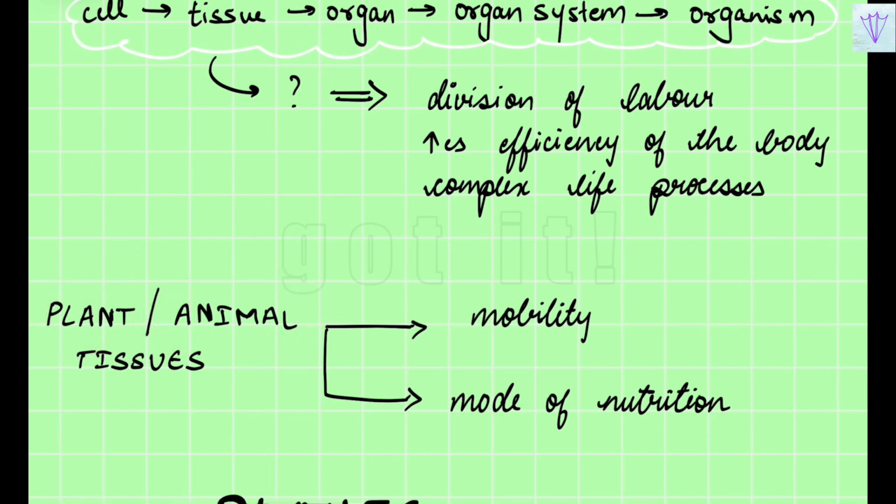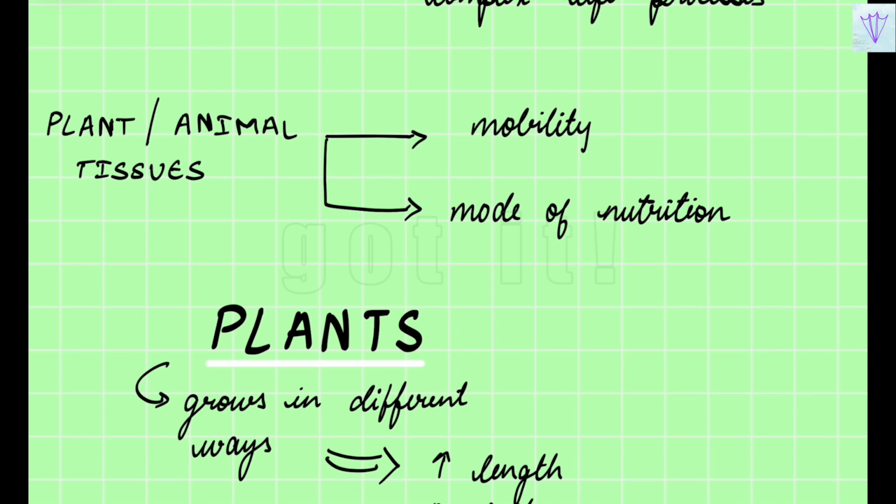That is because in plants we do not see mobility, whereas in animals we find mobility, and their mode of nutrition is also different in comparison to plants and animals. So in this video we'll be covering various plant tissues.